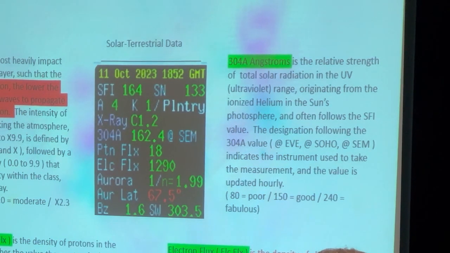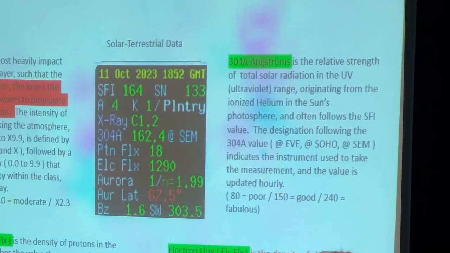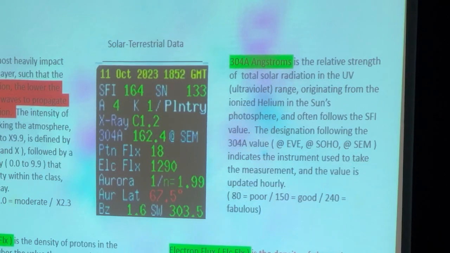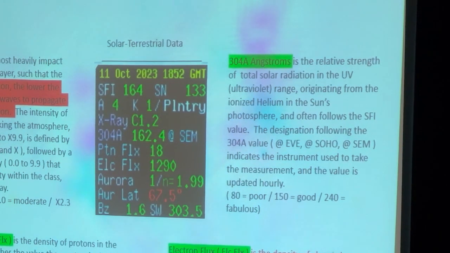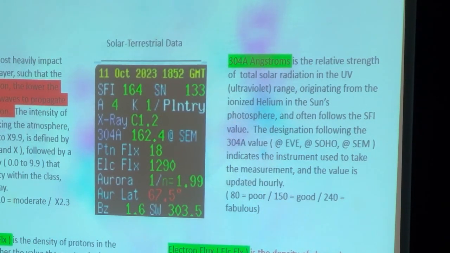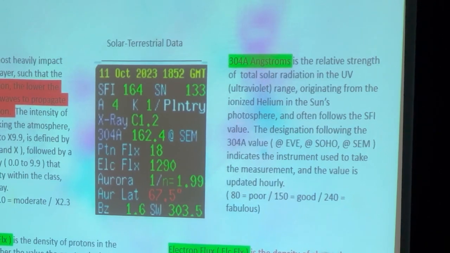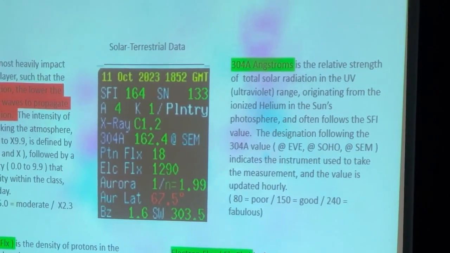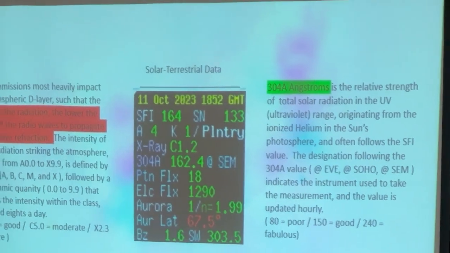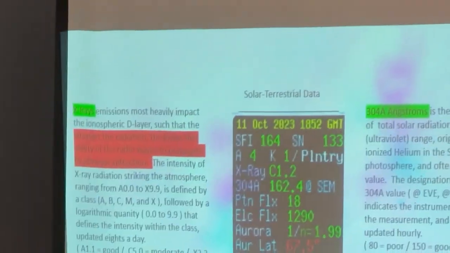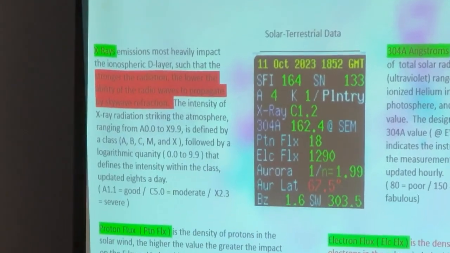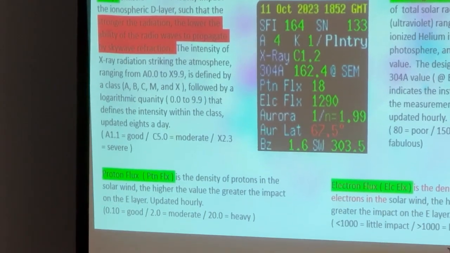Your proton flux density is the density of the protons in the solar wind. And the higher the value, the greater the impact on the E layer. And that's the layer that reflects back some of your 80 and 40 meter signals through the D layer.